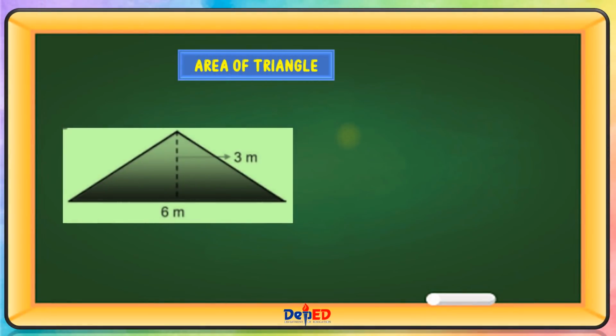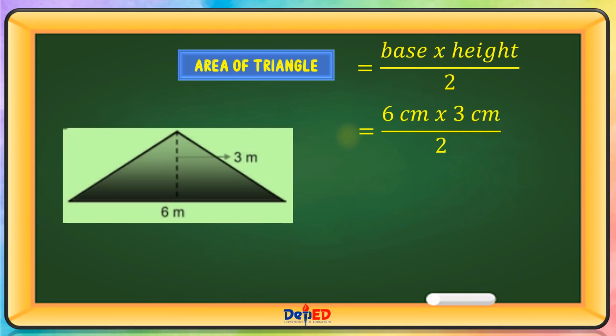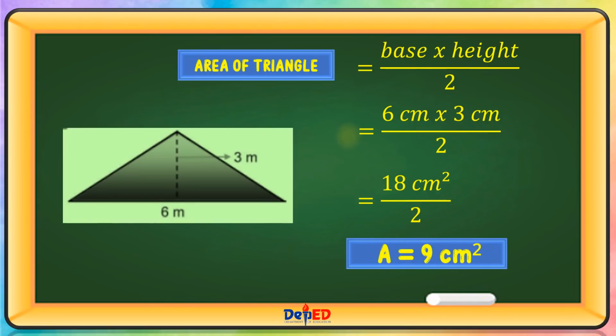Area of a triangle ay mayroong formula na base times height divided by 2. 6 meters ang ating base at 3 meters ang ating height, divided by 2. 18 meters squared divided by 2 equals 9 meters squared.